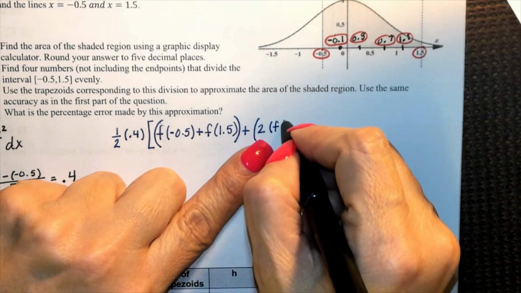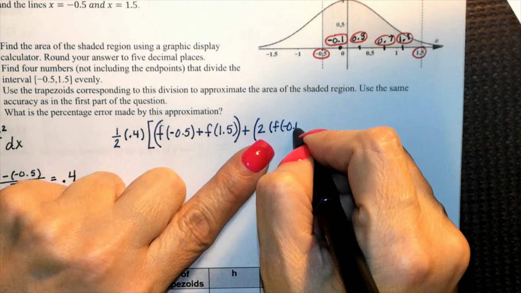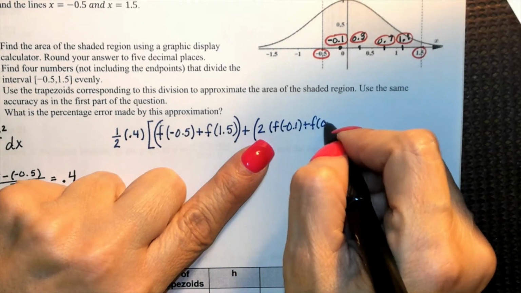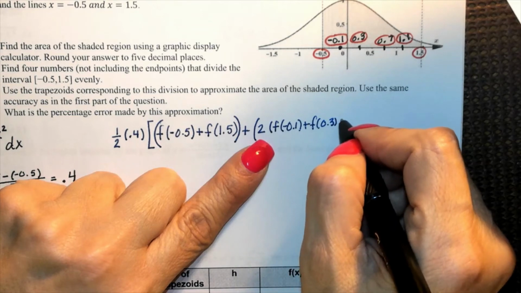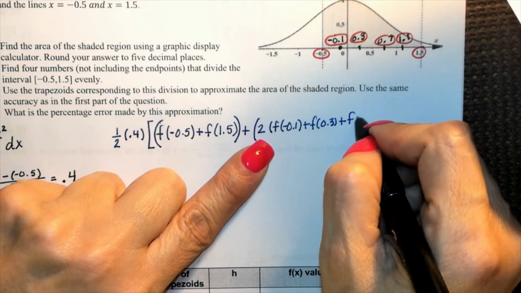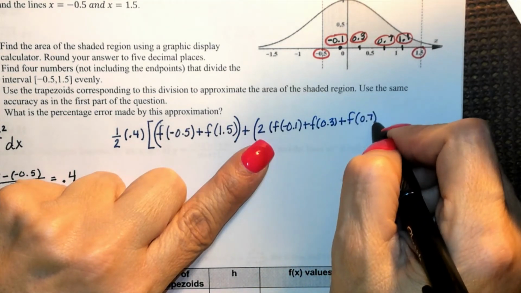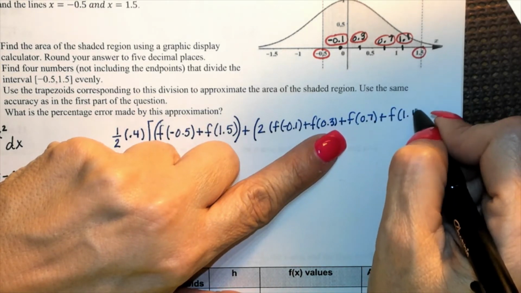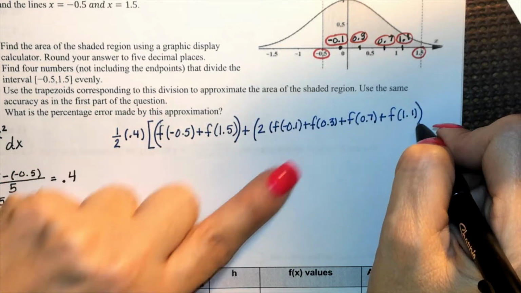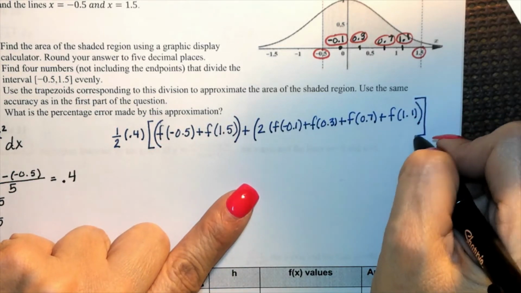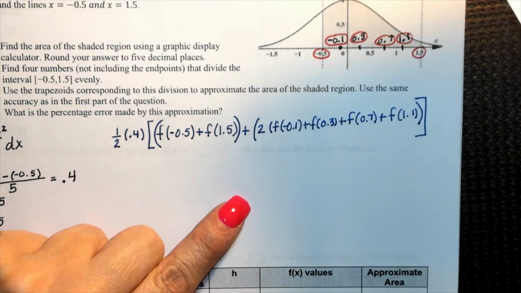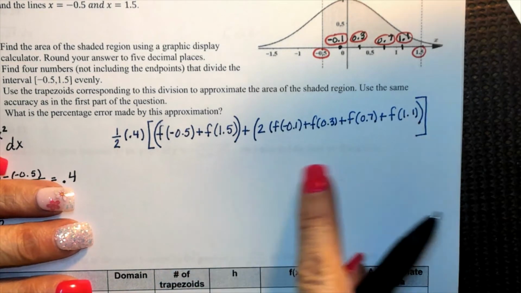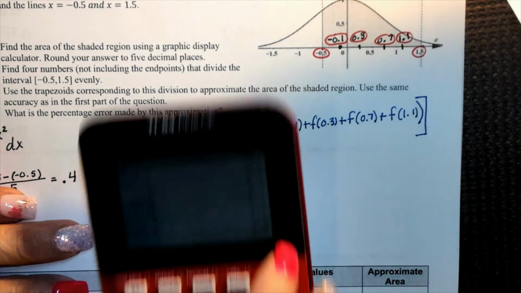So f of negative 0.1 plus f of 0.3 plus f of 0.7 plus f of 1.1, and then we're going to close our bracket. Okay. So when you look at that, it's like, oh man, that's super messy. Okay, so let's go into our calculator.